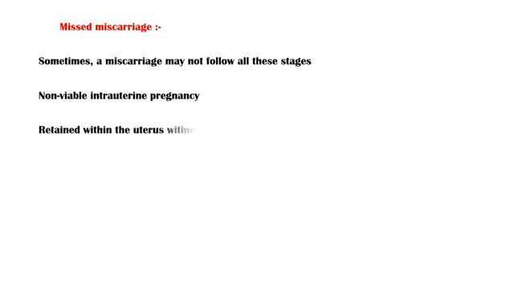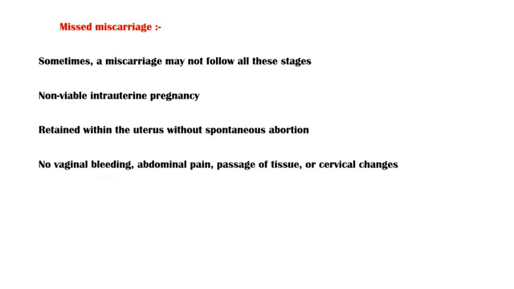Sometimes, a miscarriage may not follow all these stages. Such miscarriages are called missed miscarriages. A missed miscarriage is a non-viable intrauterine pregnancy that has been retained within the uterus without spontaneous abortion. No vaginal bleeding, abdominal pain, passage of tissue, or cervical changes are present.